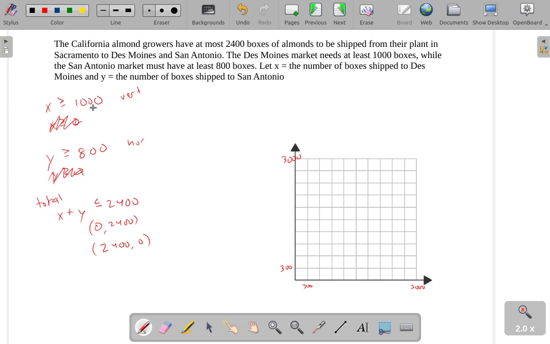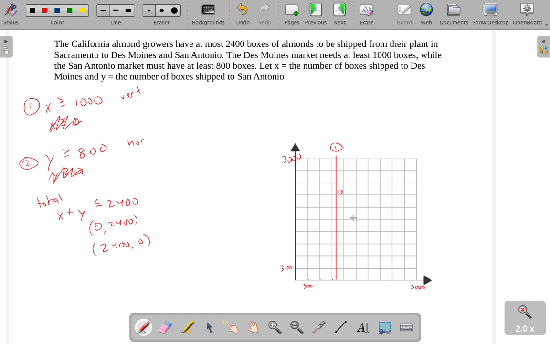Okay, first off, I'll graph this line, x equals 1,000. That's a vertical line. This would be 300, 600, 900. If we're talking about 1,000, we're going to be just a little bit further. Let's try there. This I'll call my first line. And we need to be to the right of this line because the origin does not satisfy this one. If we ship zero boxes to Des Moines, they would not be happy because it says we need to ship at least 1,000 boxes. So we need to be shading to the right here. We don't want to shade toward the origin on this one.